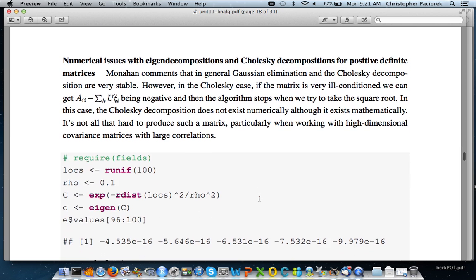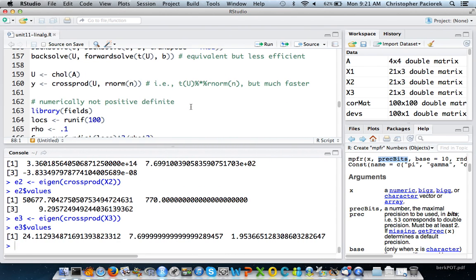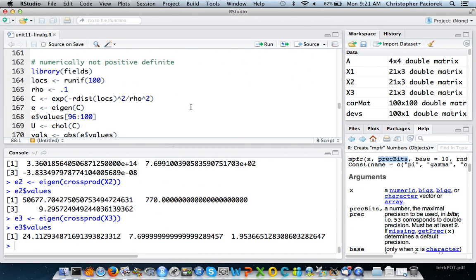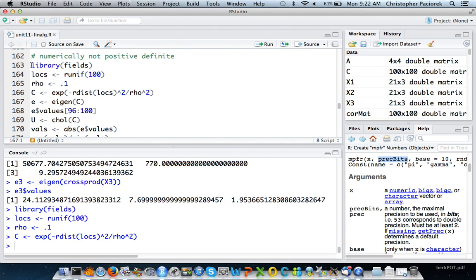Okay, then the last thing I want to mention is that we can have numerical issues with the Cholesky decomposition, or for that matter, with the Eigen decomposition with positive definite matrices. I forget, we might have done a similar example before. But here's an example. This is again going back to the idea of generating a Gaussian process that represents a time series over a discrete set of times. So this matrix C that I'm going to generate should be, mathematically speaking, a covariance matrix. It should be positive definite.